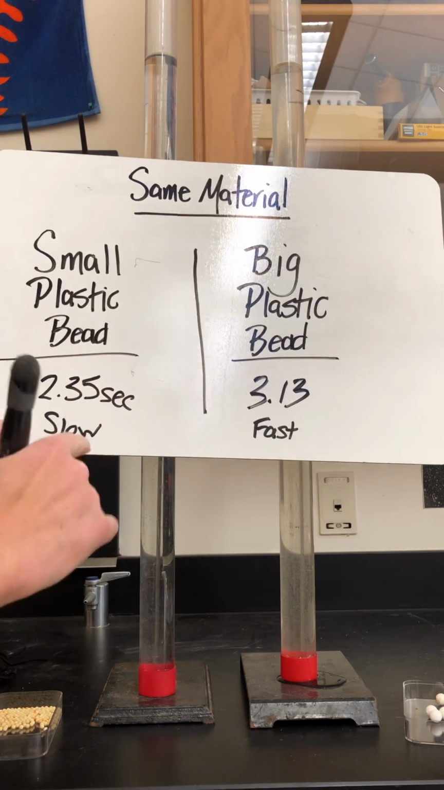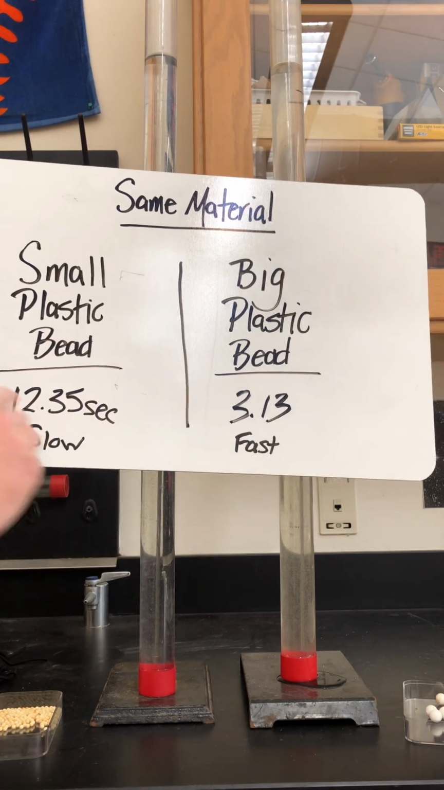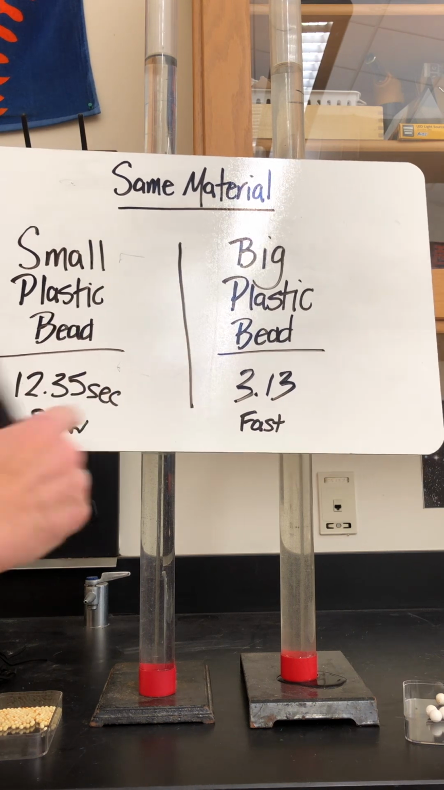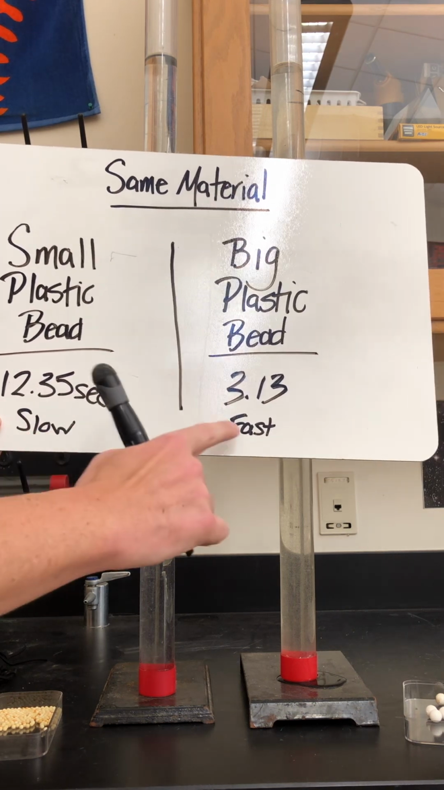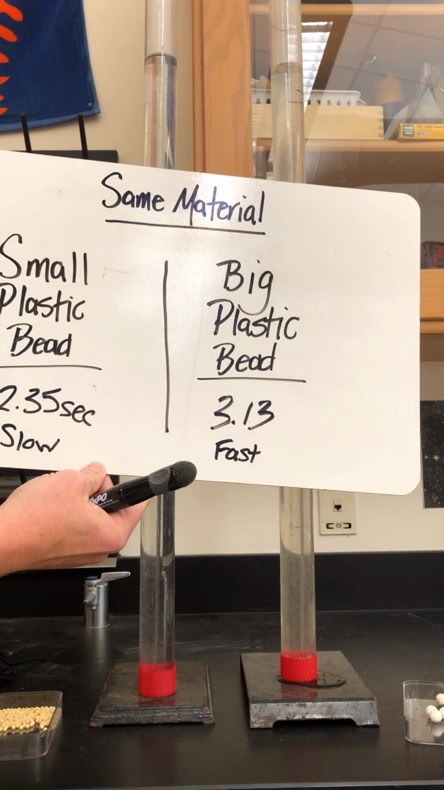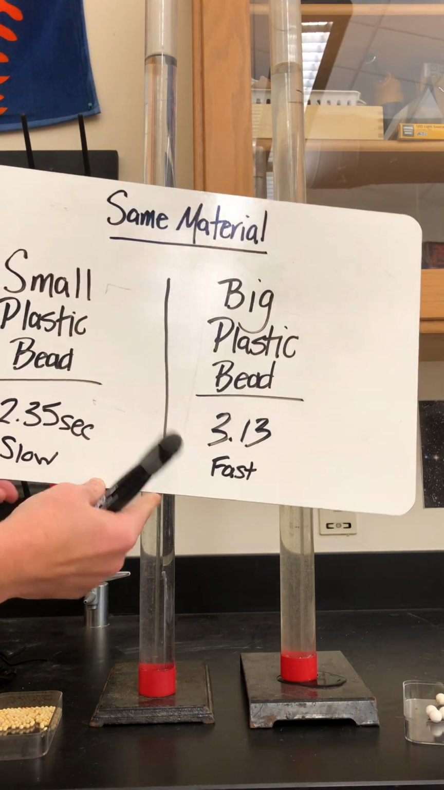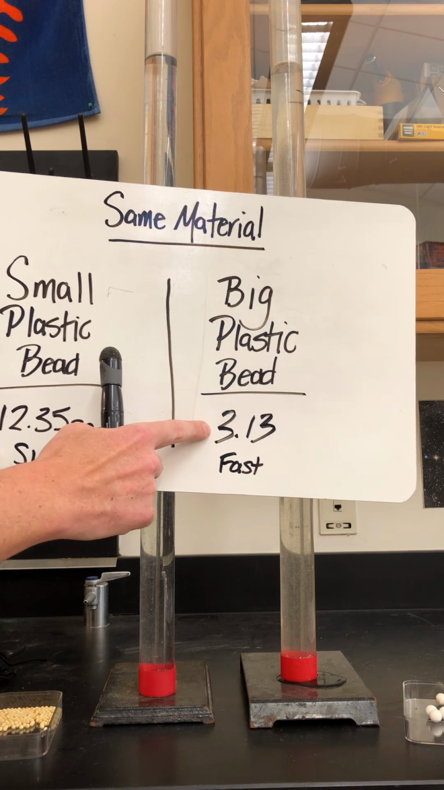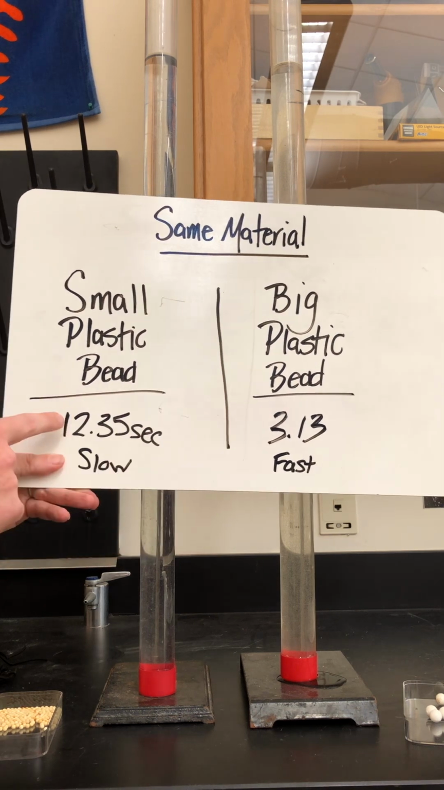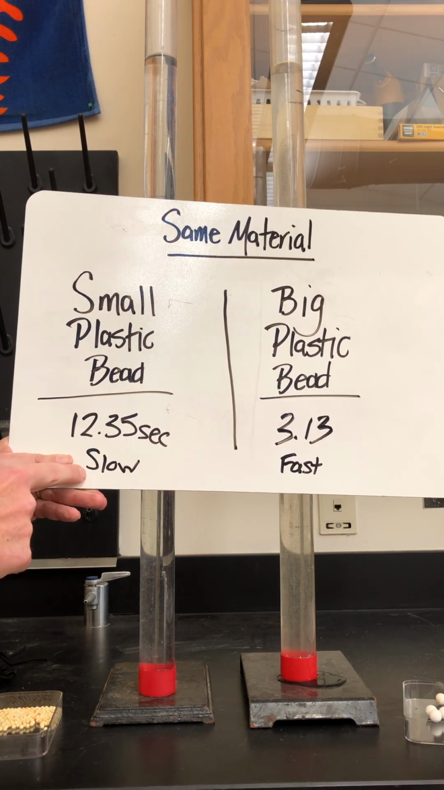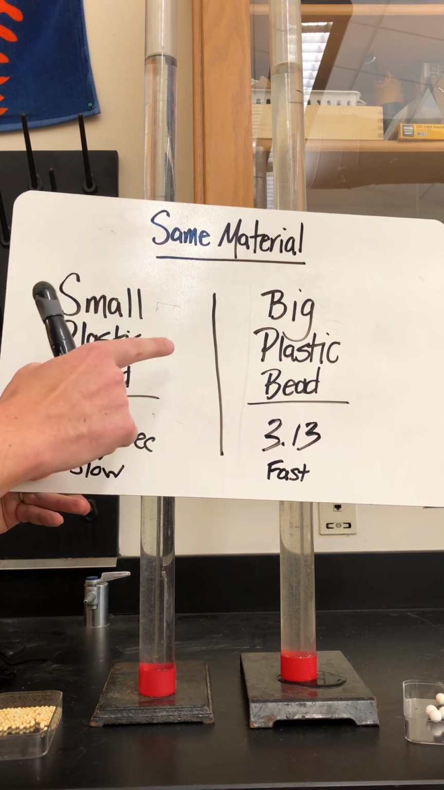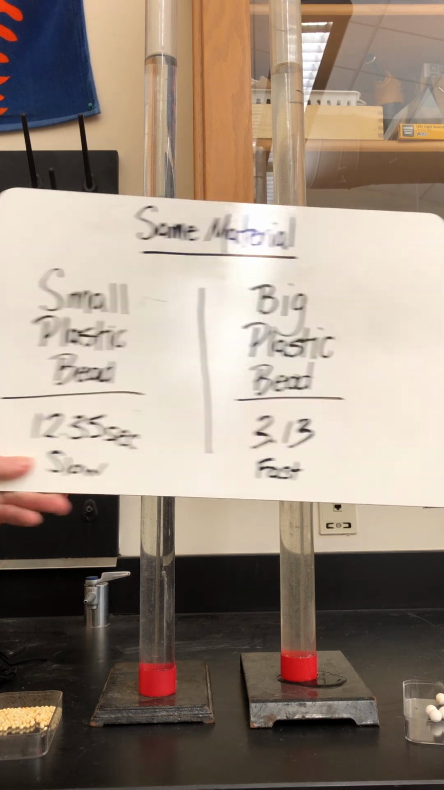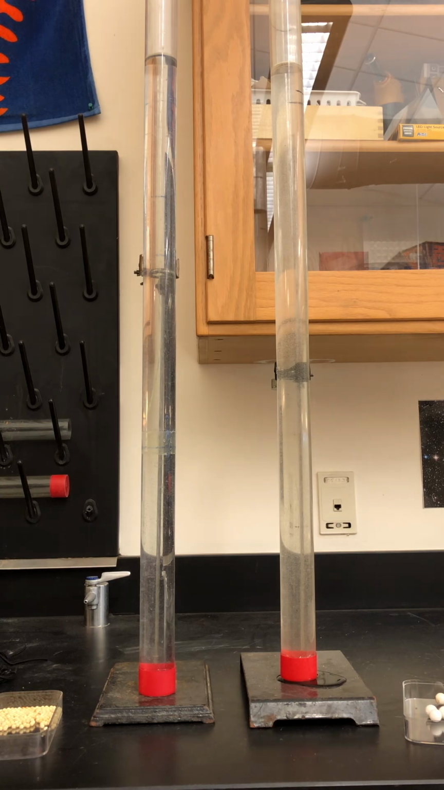Now what I'm showing you here is the difference between time and rate. Time is just how long something takes to happen. Slow and fast, that's rate. That's how quickly or how slowly something takes to happen. So something that takes a little bit of time is going to travel the fastest. Something that takes the least amount of time is going to travel the slowest. Same material, just different sizes. Let's move on to our next station.